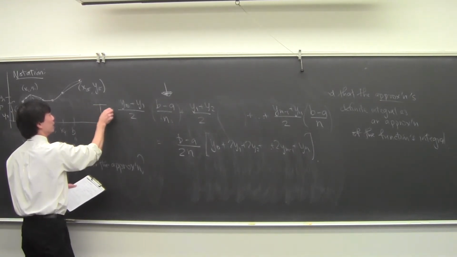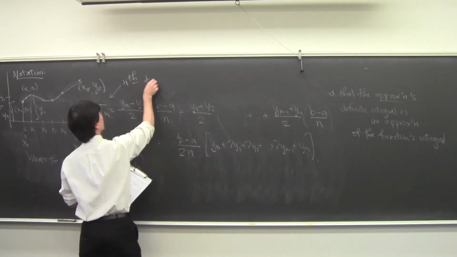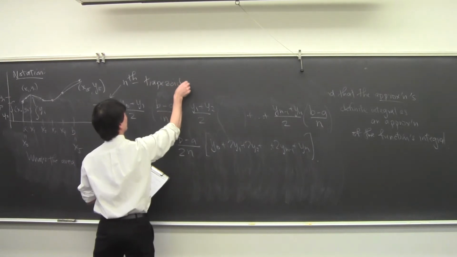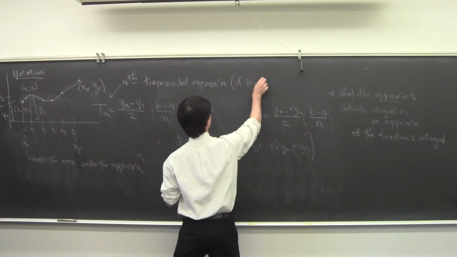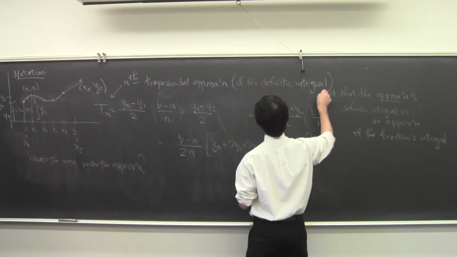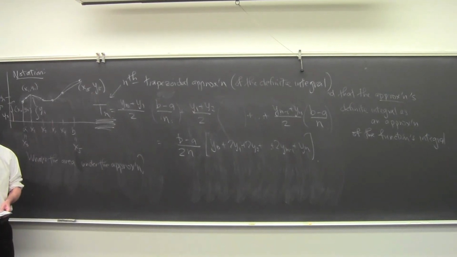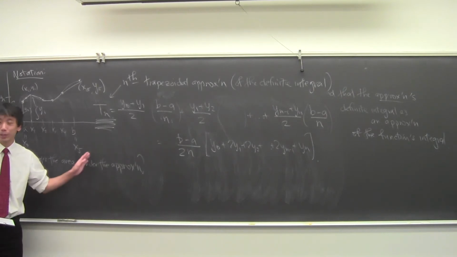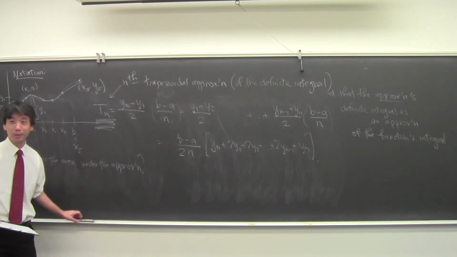This is called the nth trapezoidal approximation of the definite integral. Okay, and we're denoting it by t sub n. Everybody all right? Pretty simple, right? Again, this is something you could have done as a kid.